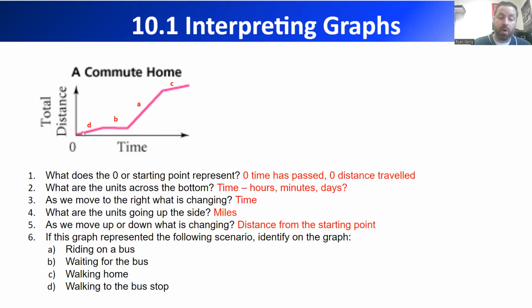So you leave work and you walk to the bus stop. You're not going to walk as fast as riding on a bus. Then you're going to sit there and wait for the bus to come. So that means your total distance is not changing. Then you're going to get on the bus and you're going to travel some distance. You're going to get off the bus and you're going to walk the rest of the way home, probably slower than you did when you were riding the bus.